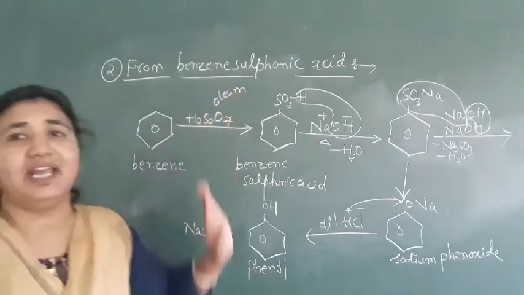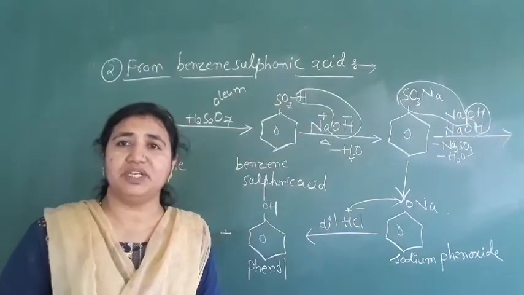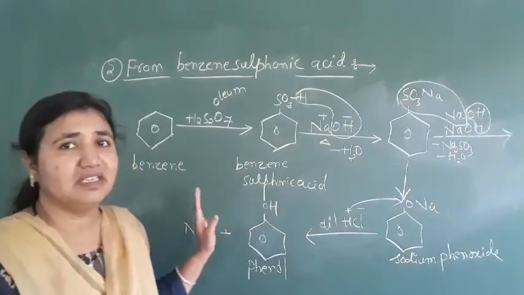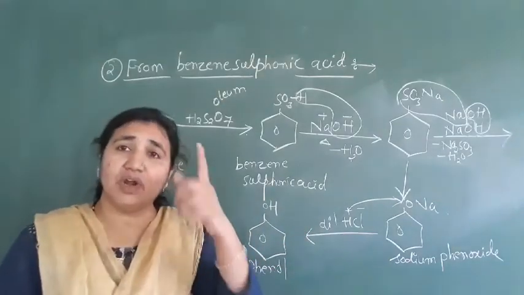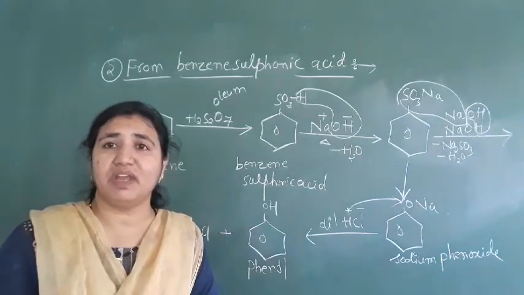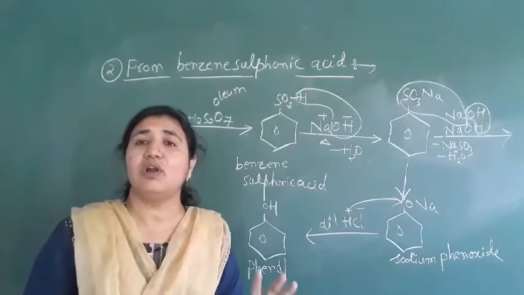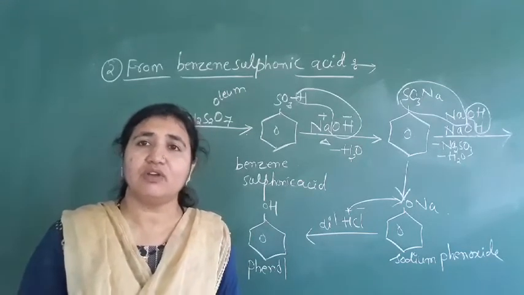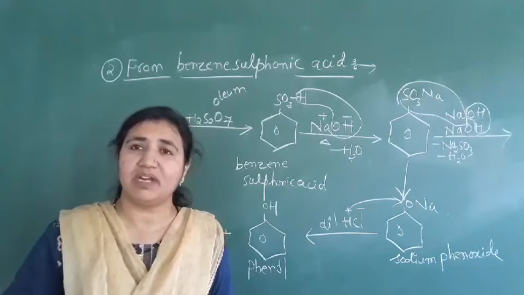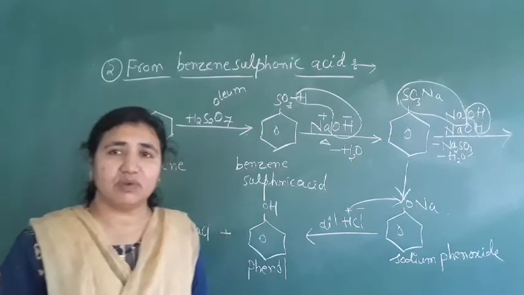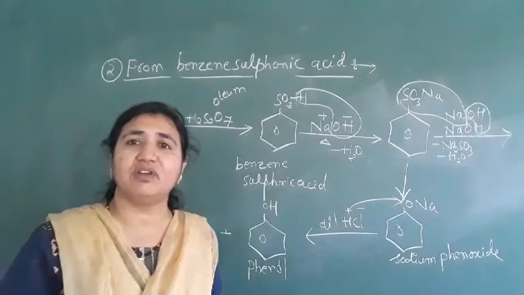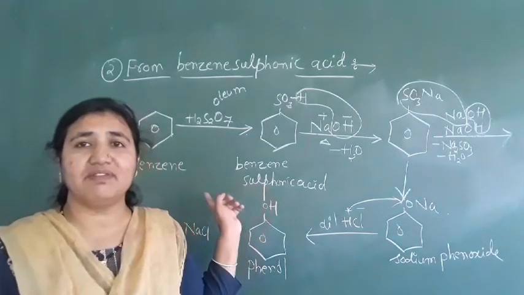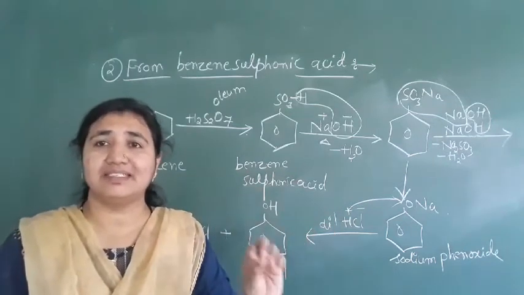This is a very, very important preparation, both from chlorobenzene and from benzene sulfonic acid. I forgot to say: the preparation from chlorobenzene that we have seen is called Dow's process. It is an industrial method to prepare phenol. Chlorobenzene is fused with sodium hydroxide and we get sodium phenoxide, which on hydrolysis gives phenol. That previous process is called Dow's process, an industrial method.